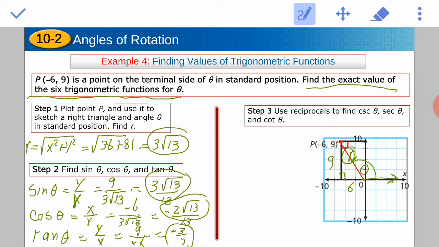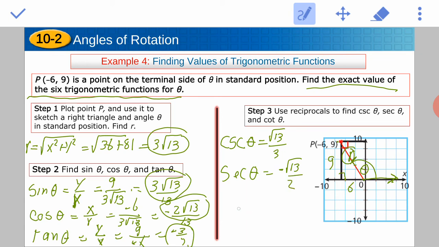No need to apply any more formulas to get the other reciprocals. So, guys, you can just flip this one to get the cosecant. The cosecant theta is equal to the reciprocal of sine, and if you flip this number and put it in the calculator, it's going to be square root of 13 over 3. Secant theta is the reciprocal of cosine theta, and if you rationalize this, it's going to be negative square root of 13 over 2.